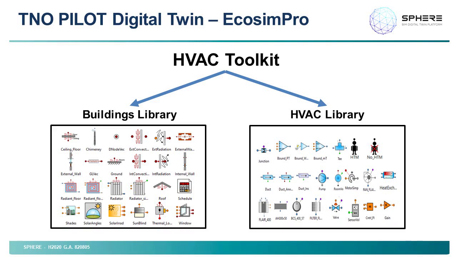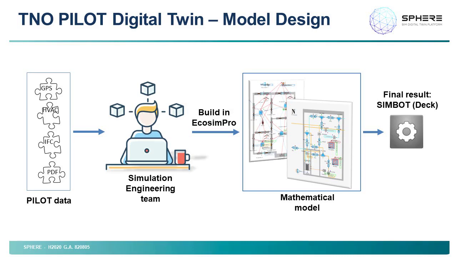passive systems within buildings. To generate the digital twin of a building, the simulation engineering team gets all the relevant information related to the building and its HVAC systems and generates the mathematical model using Ecosystem Pro and the HVAC toolkit. Then, the mathematical model is exported as a symbot. For the TNO case, to Excel.